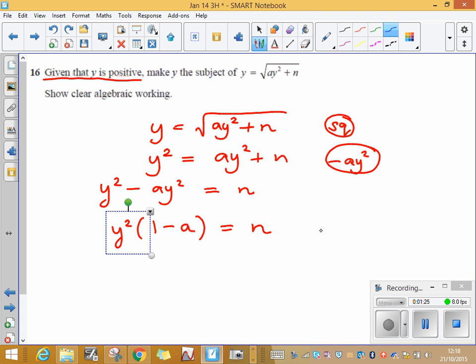And if I now want to get y squared on its own, I'm going to divide both sides by that bracket, which means on the left hand side I'm going to have y squared, and on the right hand side I'm going to have n over 1 minus a.